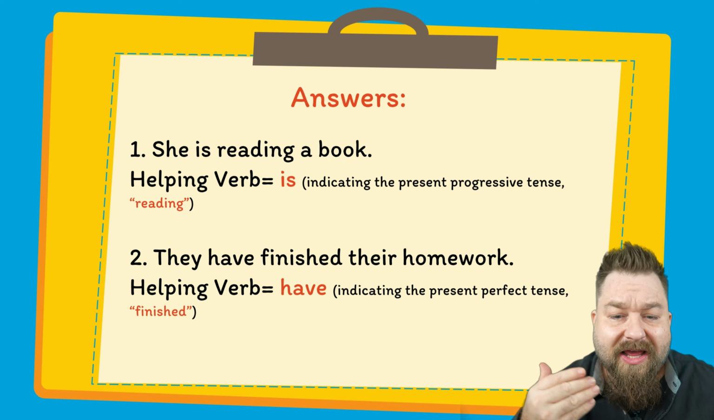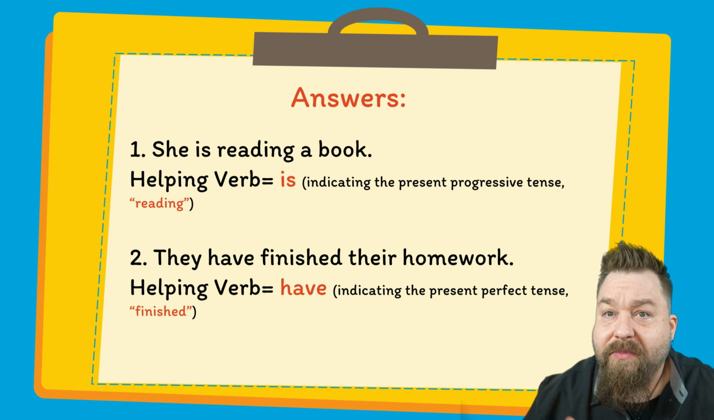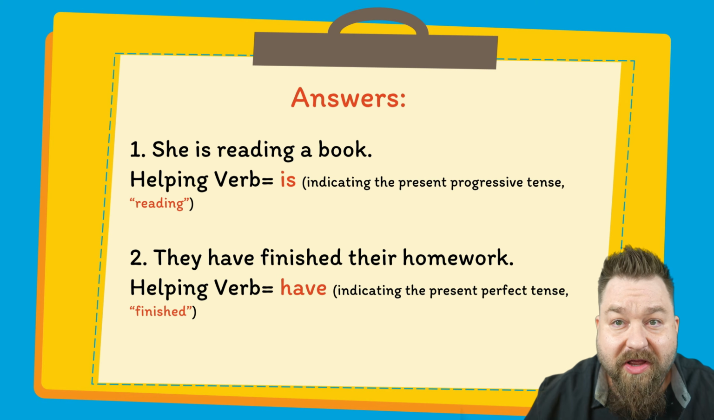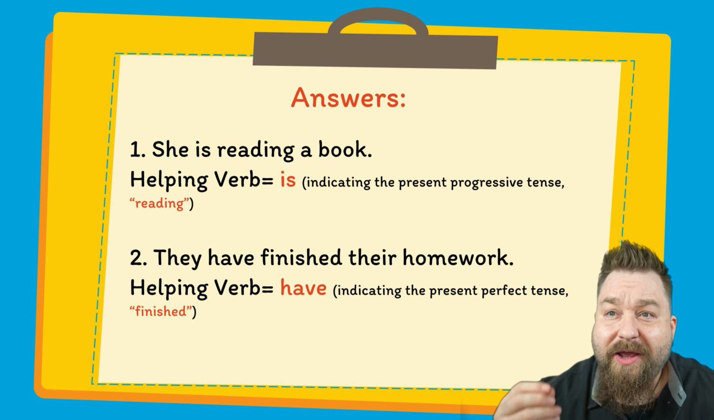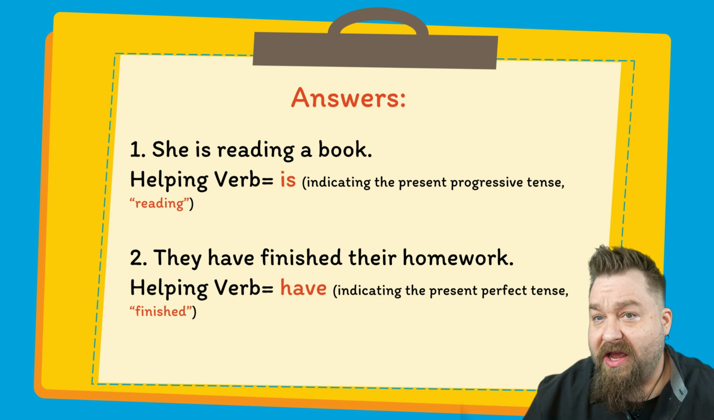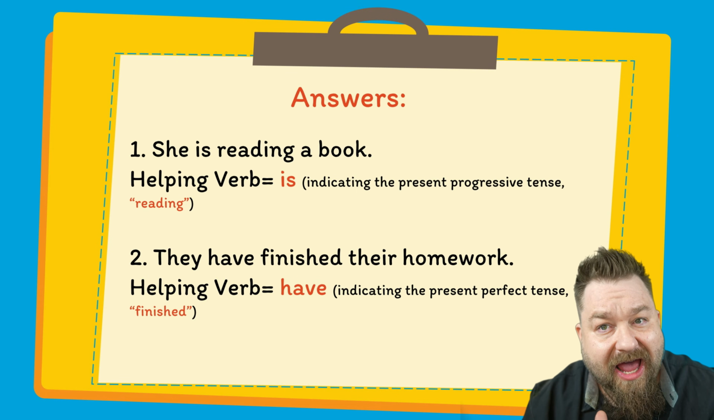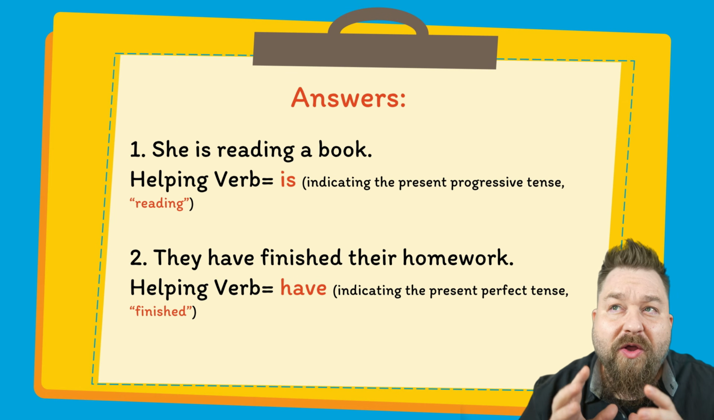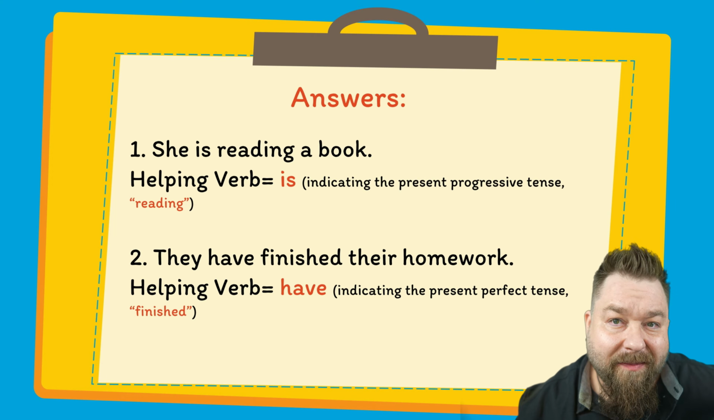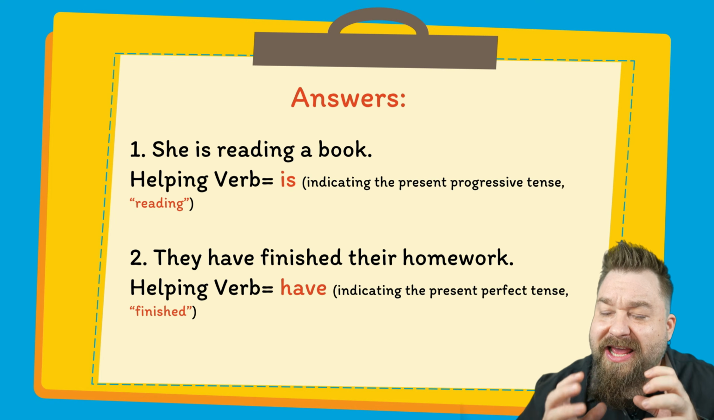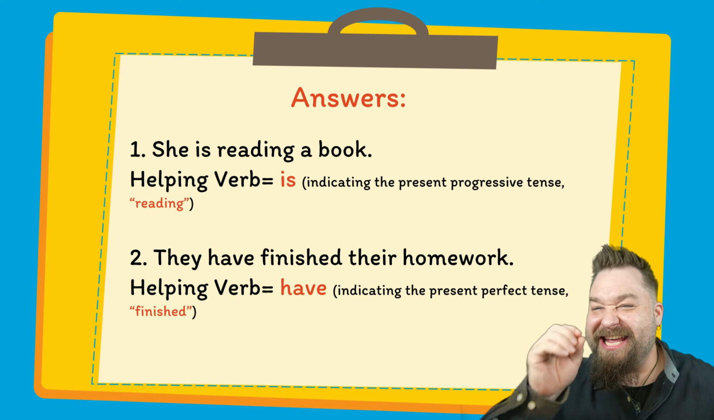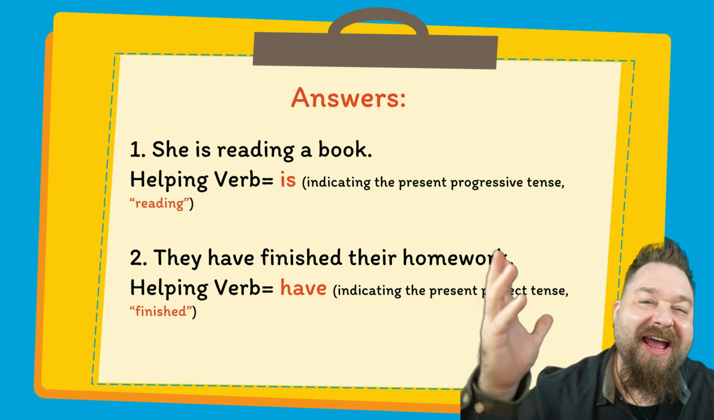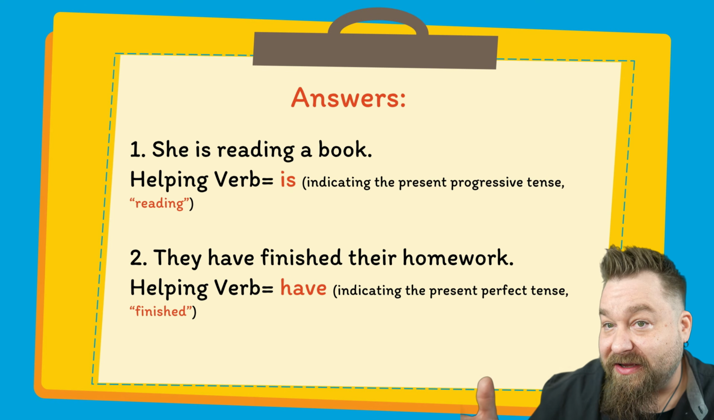And number 2, they have finished their homework. Well, have is our helping verb. Finished is that main verb that tells you what's going on, but they have done this. If we don't have the word have in the sentence, we don't really know that it happened already. Do you understand? We know it finished in the past, but the have proves it. It's necessary, okay? It needs to be there. Just remember, have finished something, okay?